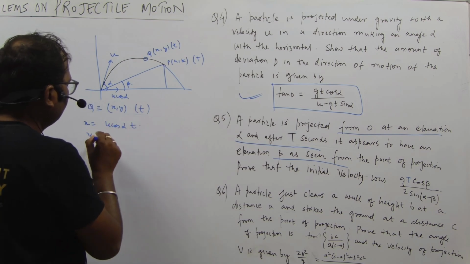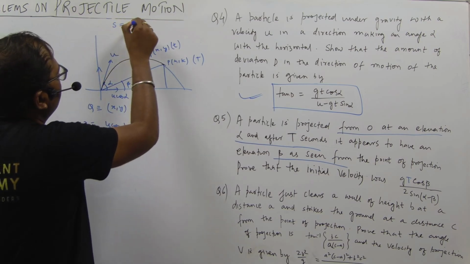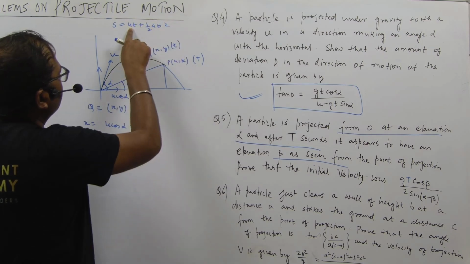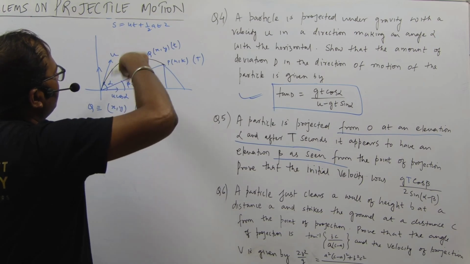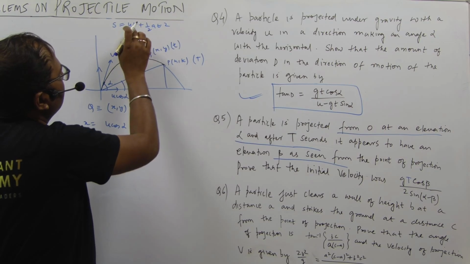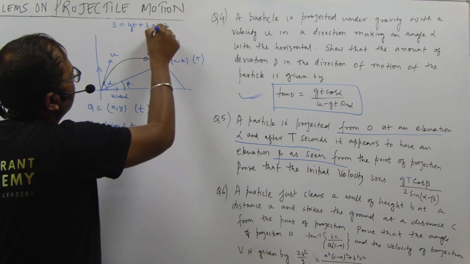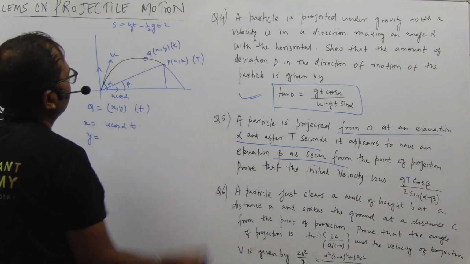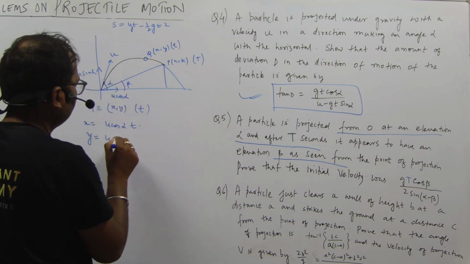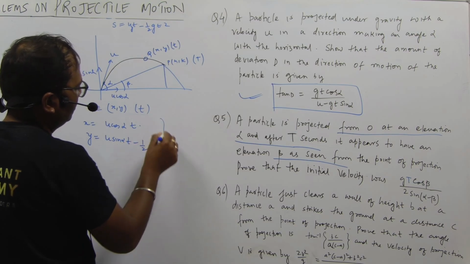And y, how can we represent? y is equal to, we can write the displacement s is equal to ut plus half at square. Here we write u in the vertical direction, so this is uy, the initial velocity along the y direction, and the acceleration is minus g. So we have the initial velocity u sine alpha, giving y equal to u sine alpha into t minus half gt square.